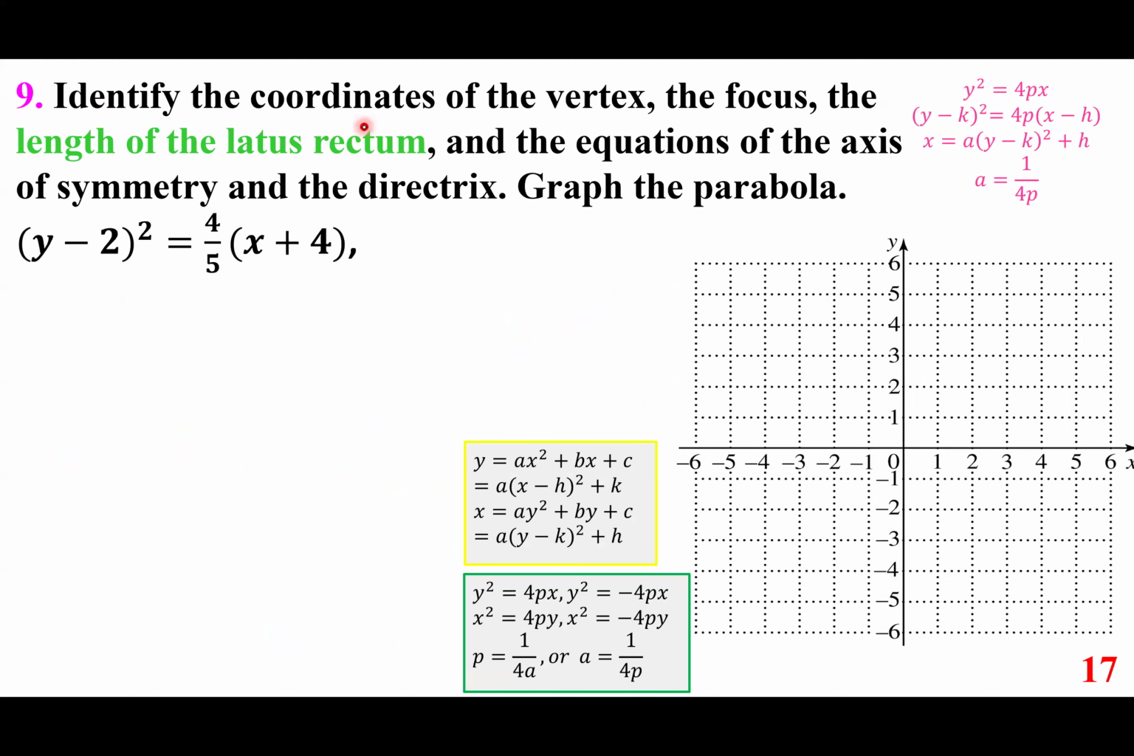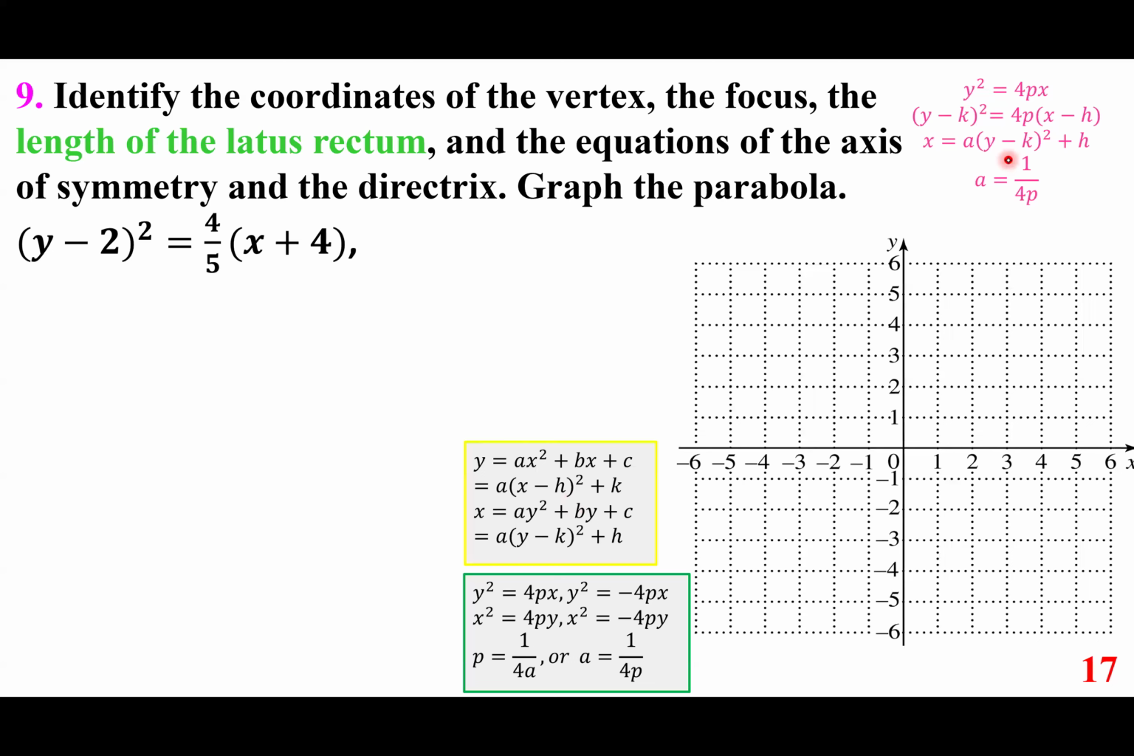All right, identify the coordinates of the vertex, the focus, the length of the latus rectum, and the equation of the axis of symmetry and the directrix. Graph the parabola (y - 2)^2 = 4/5 (x + 4).